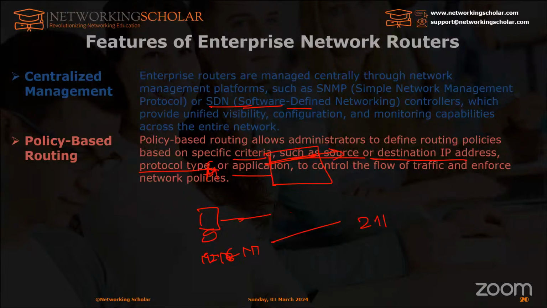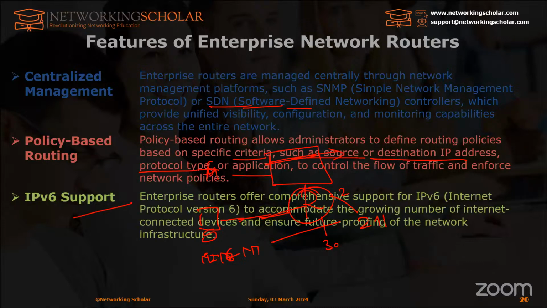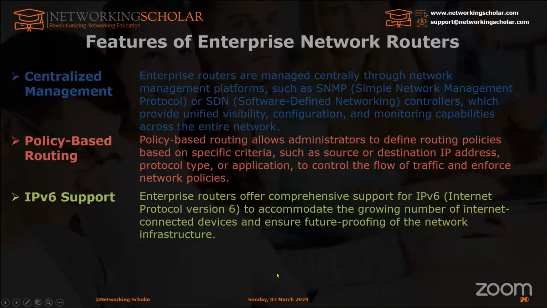Then it will check if there is a router connected to the 2.x subnet and the 3.x subnet. Based on IP addresses, we can create routing-based policy. It can support IPv6 as well, because these days every router is capable of supporting IPv6. There is nothing specific in IPv6 here, because we are going to learn IPv6 in depth in our upcoming videos. So an enterprise router can support IPv6, and for now we just have to understand that.